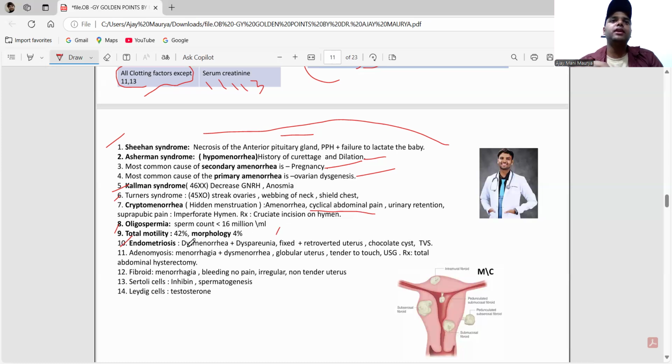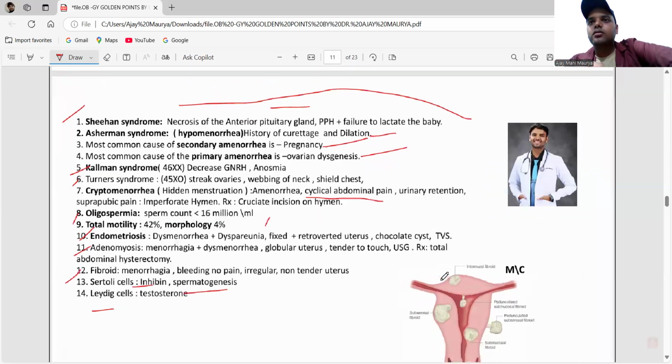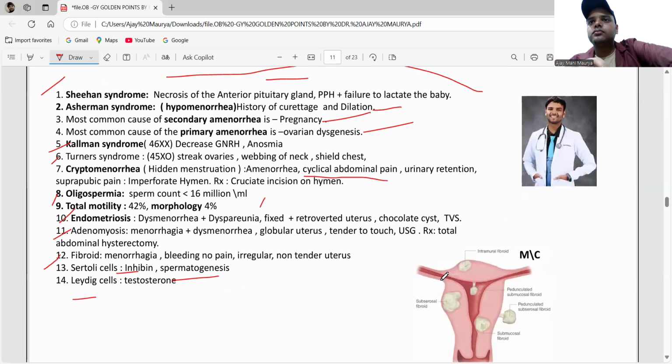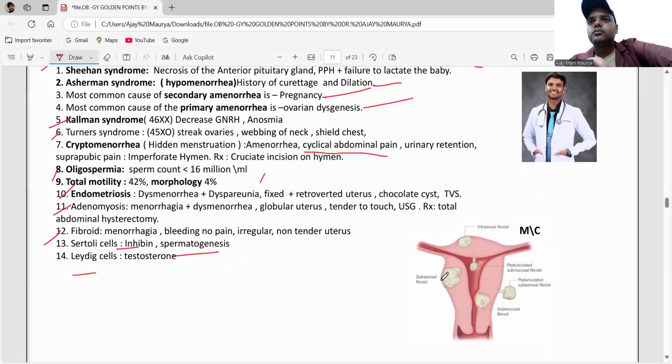TVS is the diagnosis, and adenomyosis, fibroid. Guys, remember the Sertoli cells. Sertoli cells release inhibin and also help in spermatogenesis. Leydig cells help in the release of testosterone. Okay, now remember the most common is the intramural fibroid. Sorry, the most common will be the subserosal.